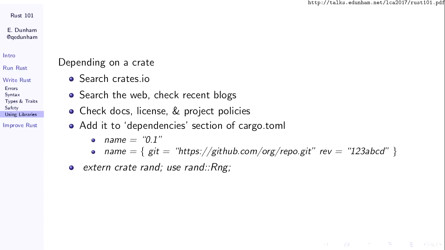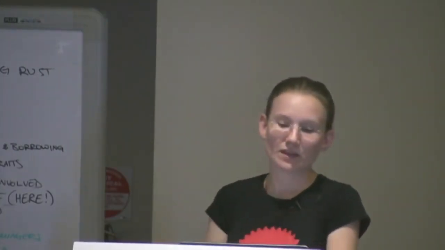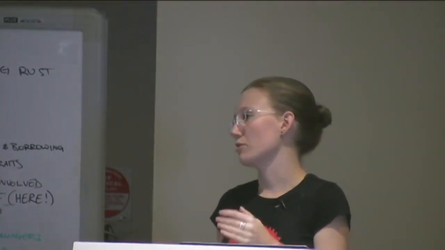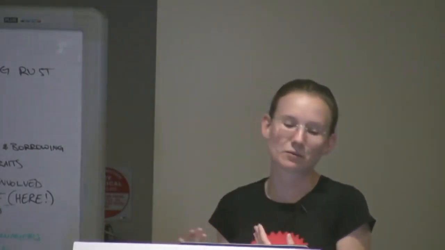And I always search the web. I search for recent blogs about that crate, because if someone has a really good experience using a crate, they'll often blog about it. And if somebody has a troublesome experience, that'll often show up in either a blog or an issue tracker as well. So check through the docs to make sure it has as much docs as you want. Check that the license will be compatible with your project's license. Again, please license your code. And make sure that the project policies and workflow are going to work for you.